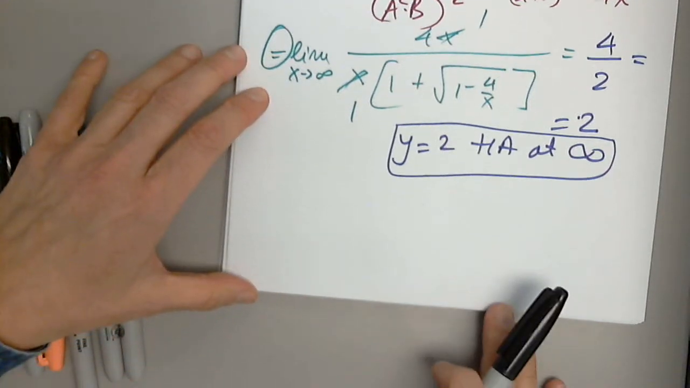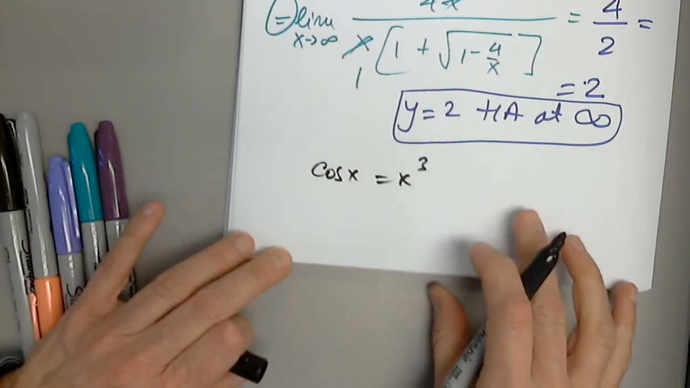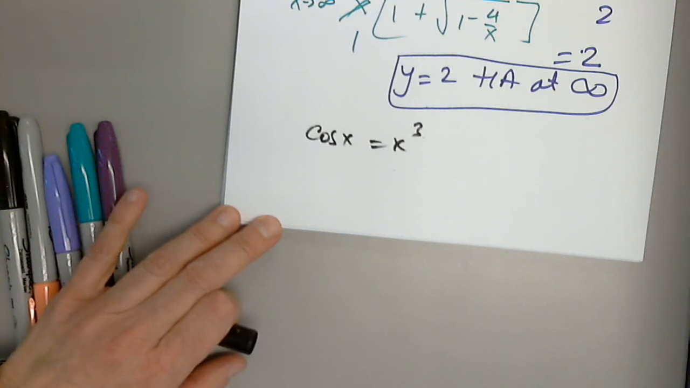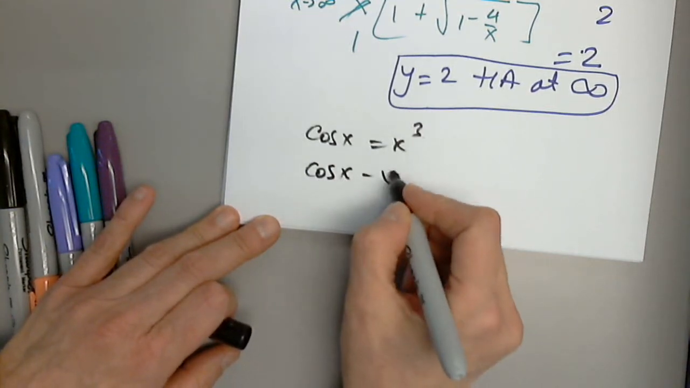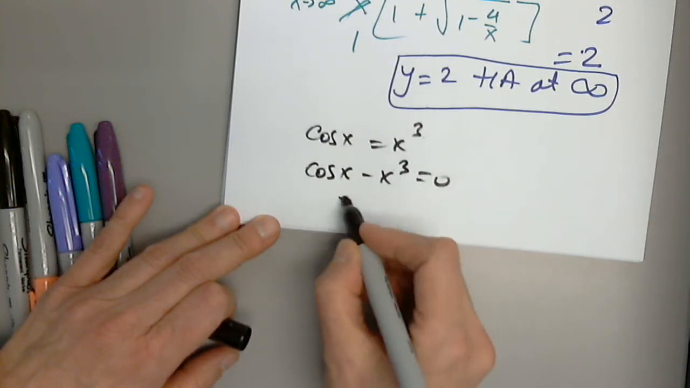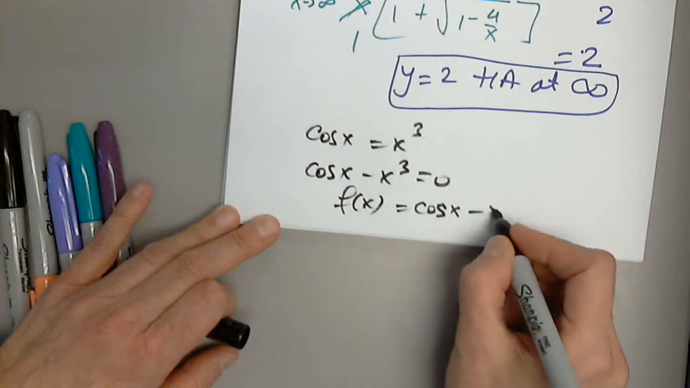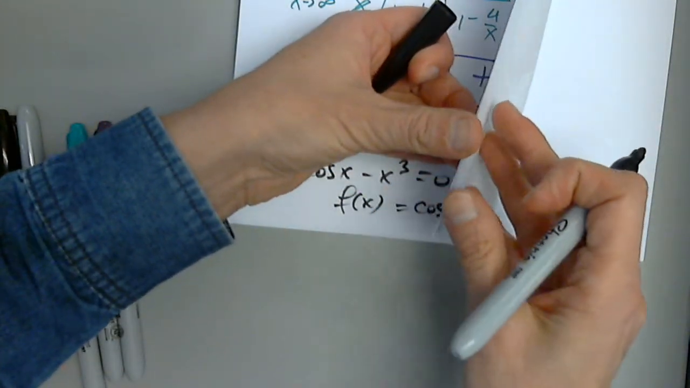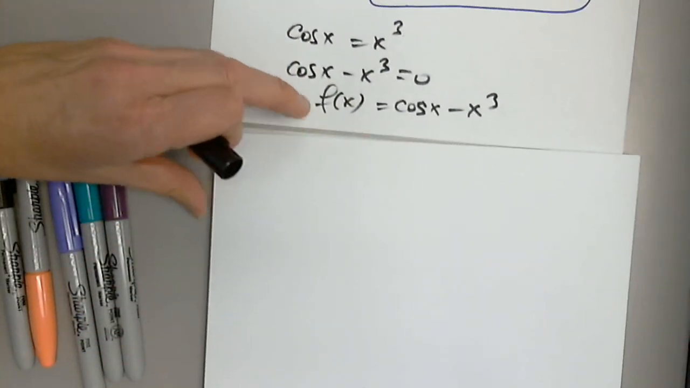Yes? Cosine x equals x cubed. Yeah, we did this problem together. You just have to show that there is a solution between 2 points. So you have cosine x minus x cubed equals 0. You denote this function by f of x. You say that the function is continuous everywhere. So that's the intermediate value theorem. Please do not forget the intermediate value theorem.